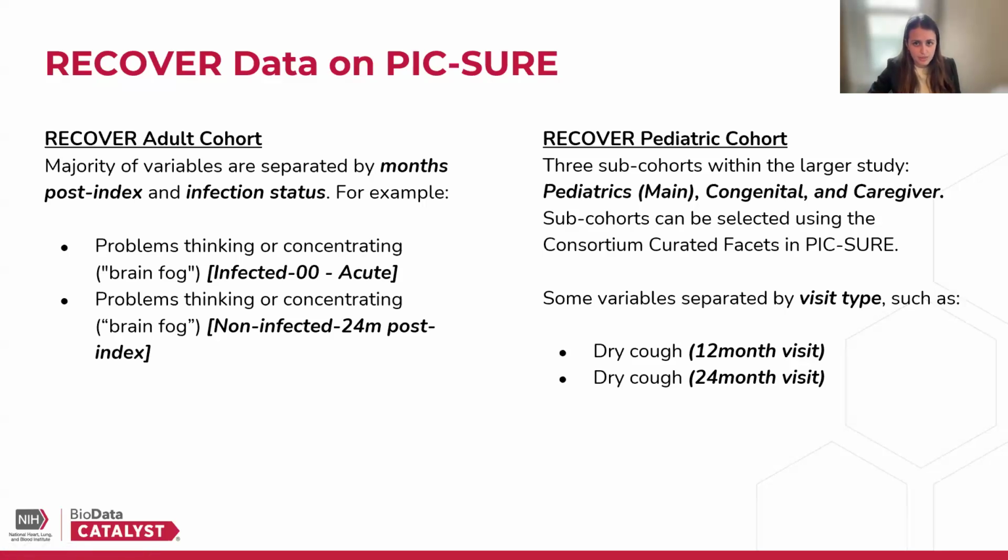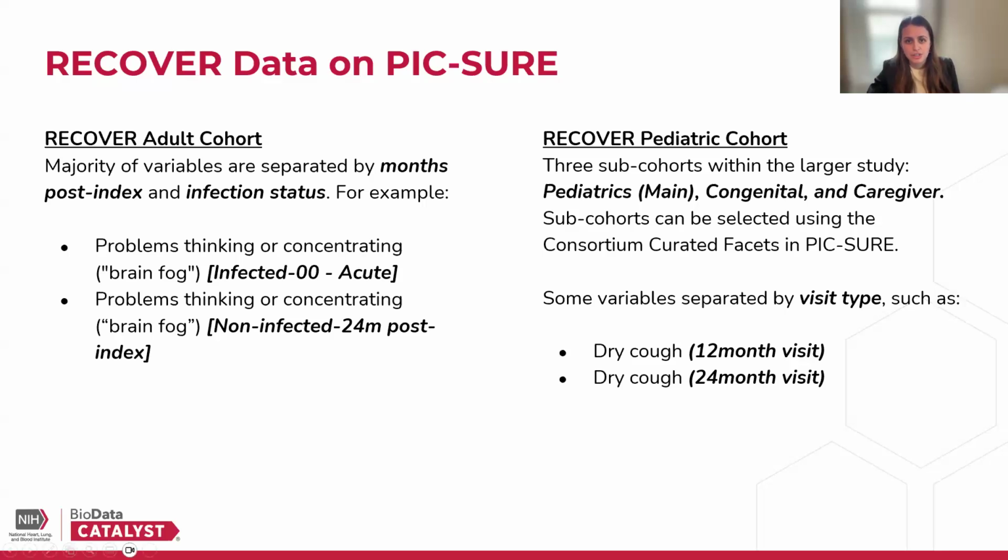For the adult cohort, the majority of variables, or the participant characteristics, are separated by months post-index and infection status. We can see this in the examples below that I've included on this slide, where problems thinking or concentrating are available for infected versus non-infected participants at 0 or 24 months post-index, just as a few examples here.